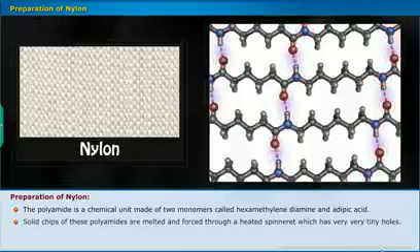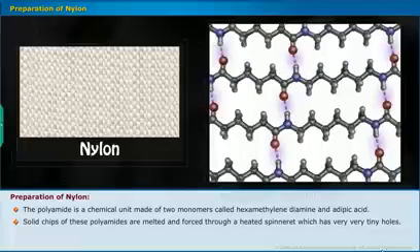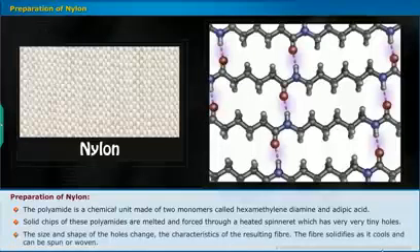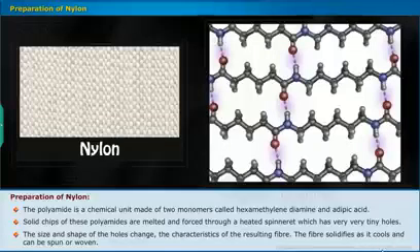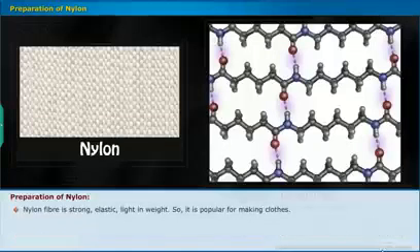Solid chips of these polyamides are melted and forced through a heated spinneret which has very tiny holes. The size and shape of the holes change the characteristics of the resulting fiber. The fiber solidifies as it cools and can be spun or woven. Nylon fiber is strong, elastic, light in weight, so it is popular for making clothes.